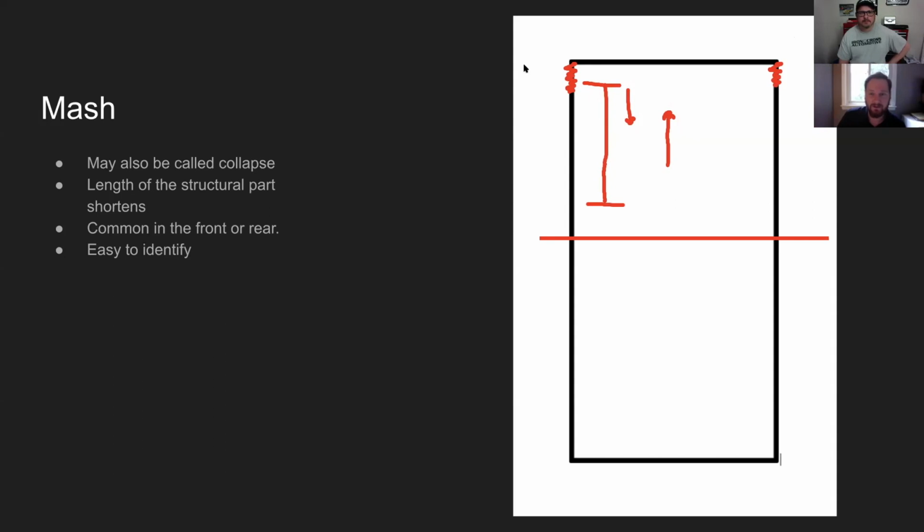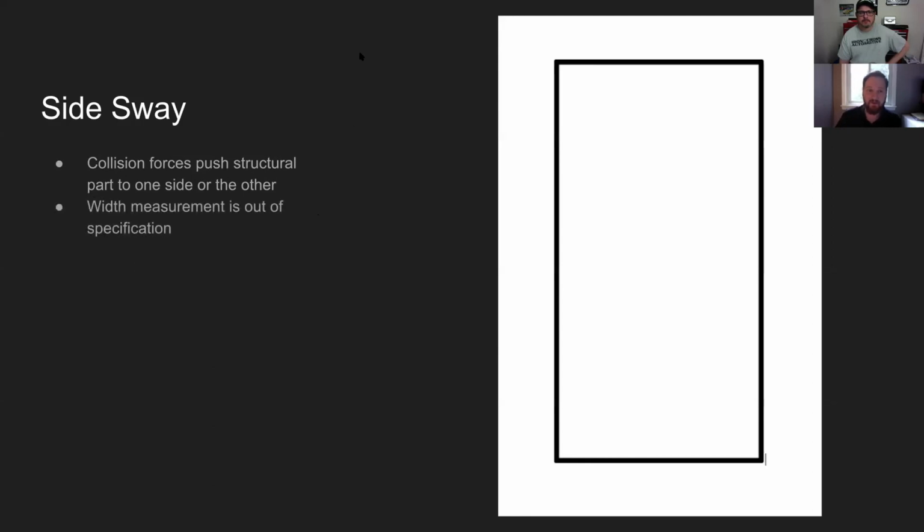Moving right along, let me clear out things here. Side sway condition. So what happens is the collision forces push the structural part to one side or the other. Your width measurement is out of specification at that point. So if we were to draw it out, we're going to draw our center line down the vehicle here. And then what's going to happen is the frame rails are either going to be pushed to one side or the other. So the frame rail might actually come out this way. Now that's an exaggeration, but what's going to happen is your width measurement is going to be changed at that point compared to specification. So now it's going to show an alignment out towards one side or the other.